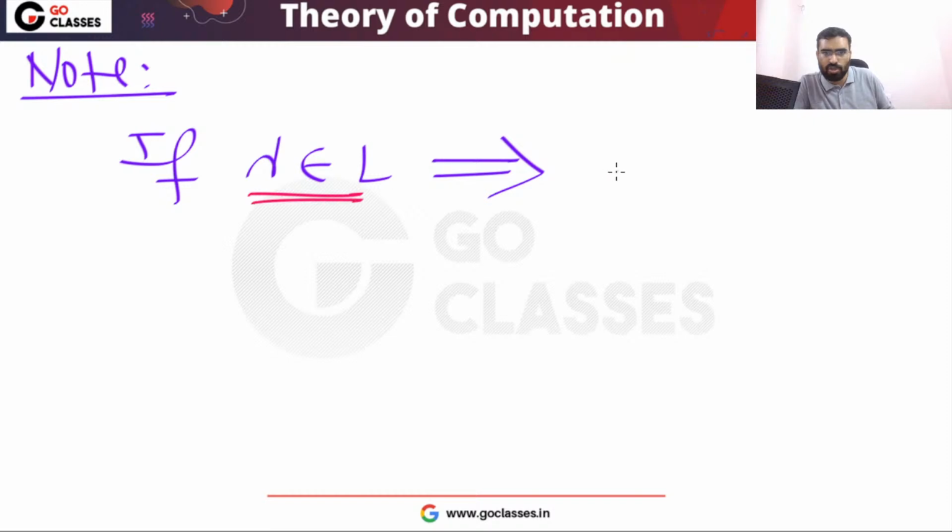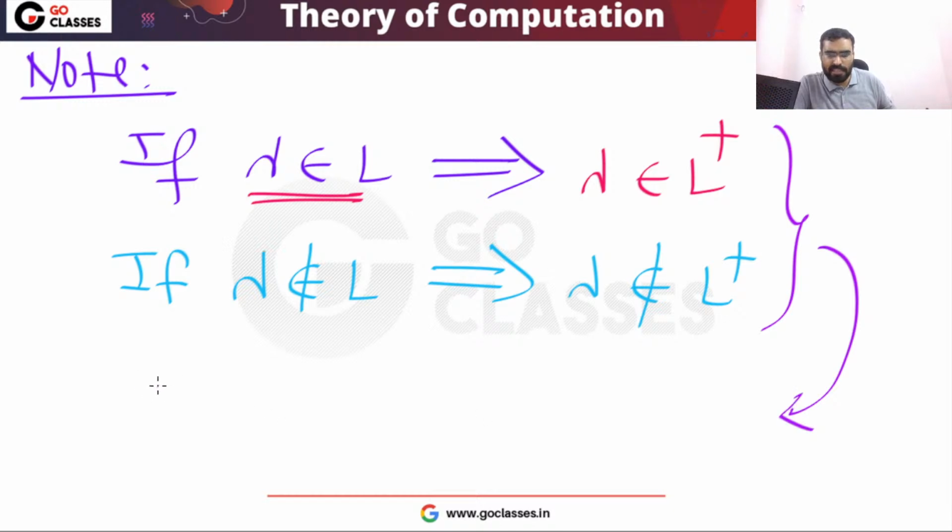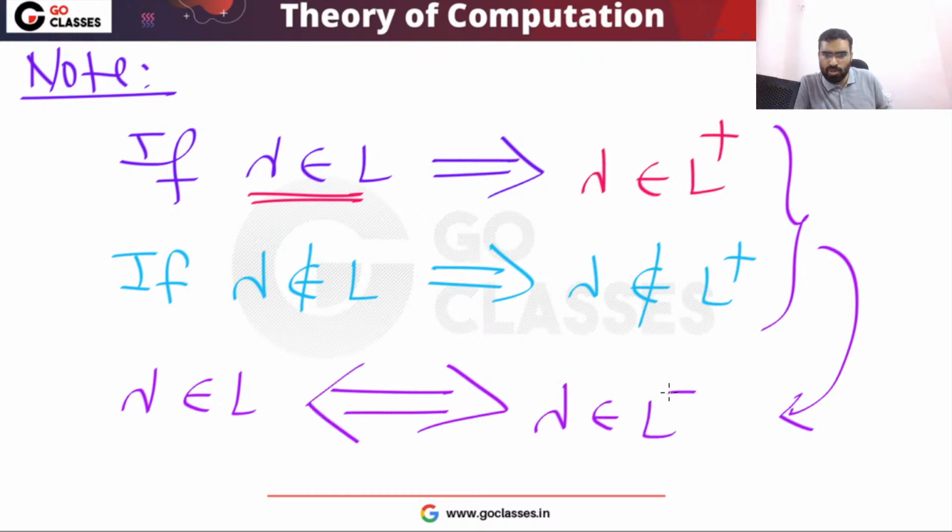If empty string belongs to L, then empty string also belongs to L plus. The second point: if empty string does not belong to L, then empty string does not belong to L plus. These two things we have already proven. From these two I can say that empty string belongs to L if and only if empty string belongs to L plus.